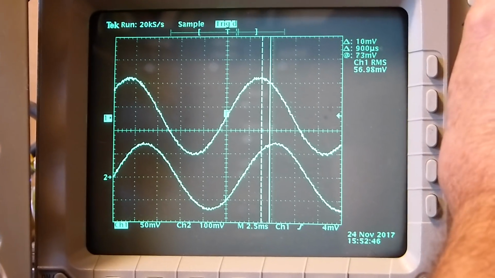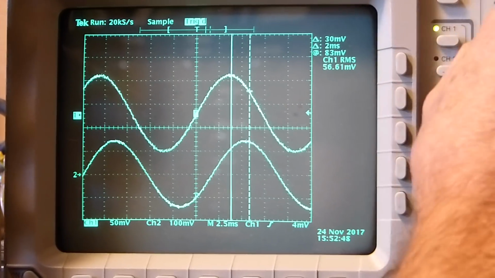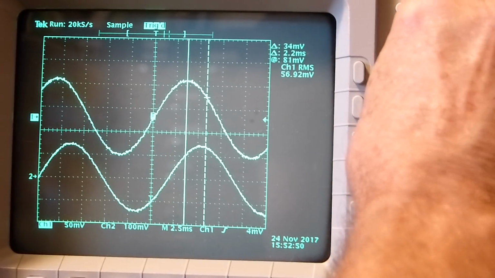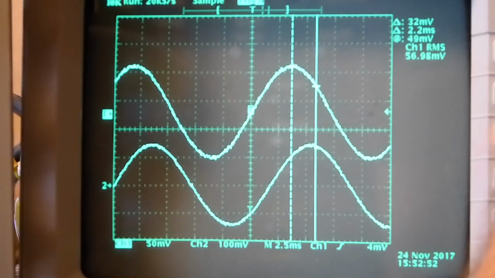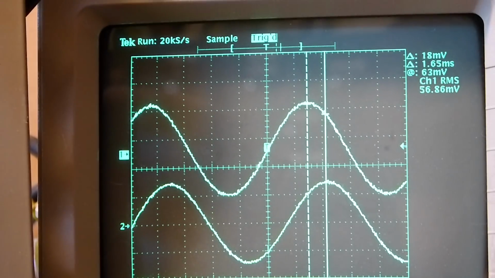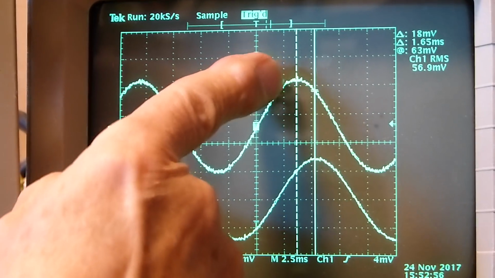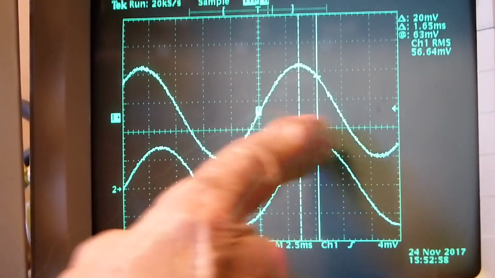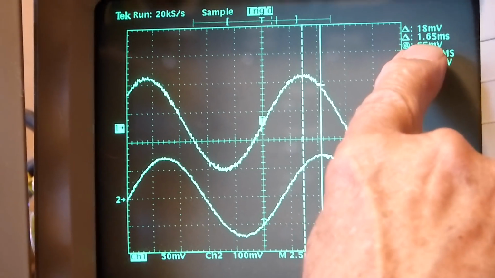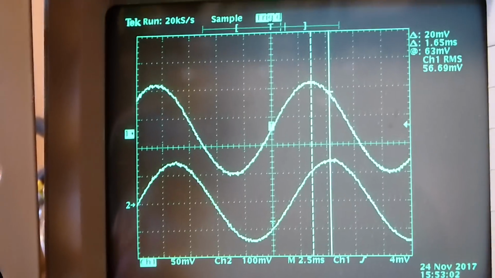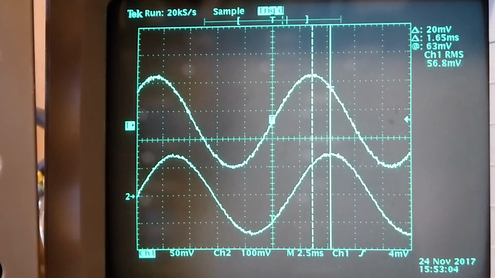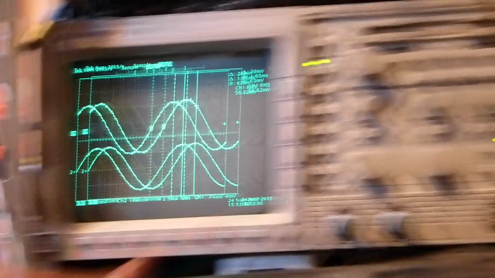But anyway, let's set these guys back in the middle as best we can. That looks like the peak to me. And we move this one over to the peak of the bottom one, so we're measuring from the peak of this one to the peak of that. We're measuring time. It looks like it's 1.65 milliseconds. Let me see that. That's about the best I can do. 1.65. Okay, now let's put 1.65 back in here.